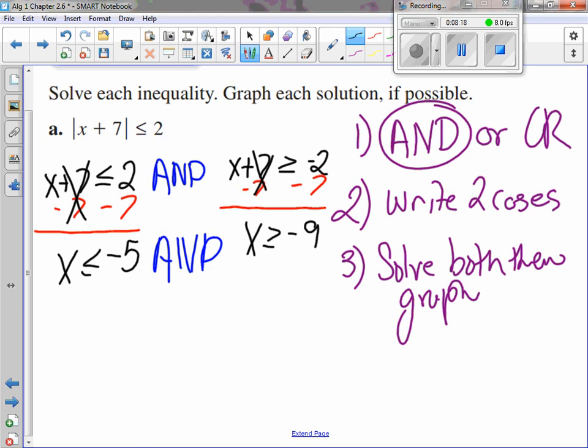How many of y'all have a little bit of trouble rewriting this into one statement? A little bit? That's fine. We can rewrite this in one statement because we need x in the middle. Yes? Now, when we write it as one statement, the arrows normally point to the left. So what number is x greater than? X is greater than or equal to negative 9. X is less than negative 5.